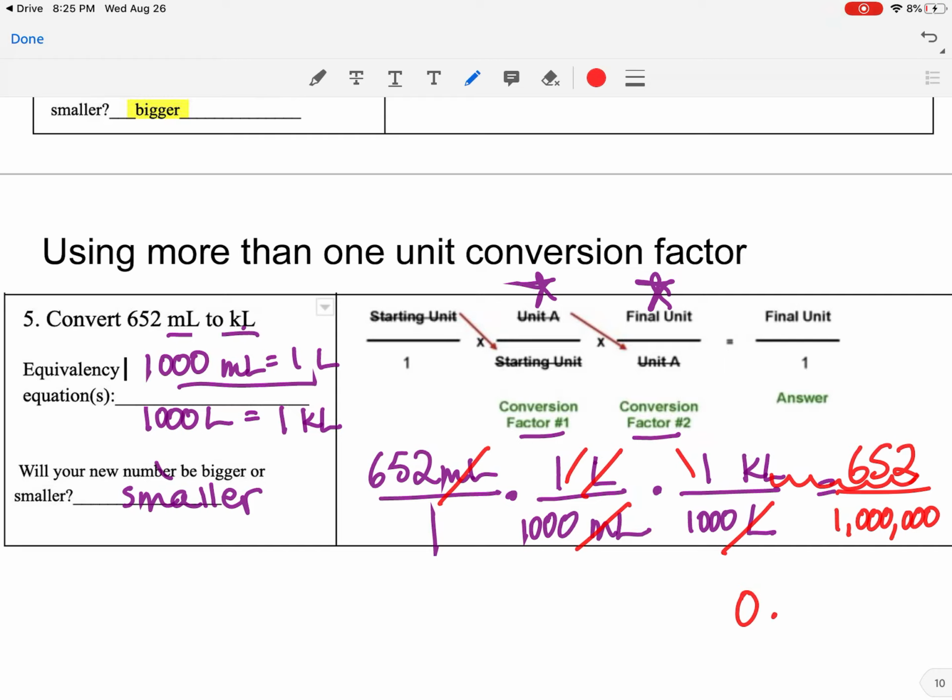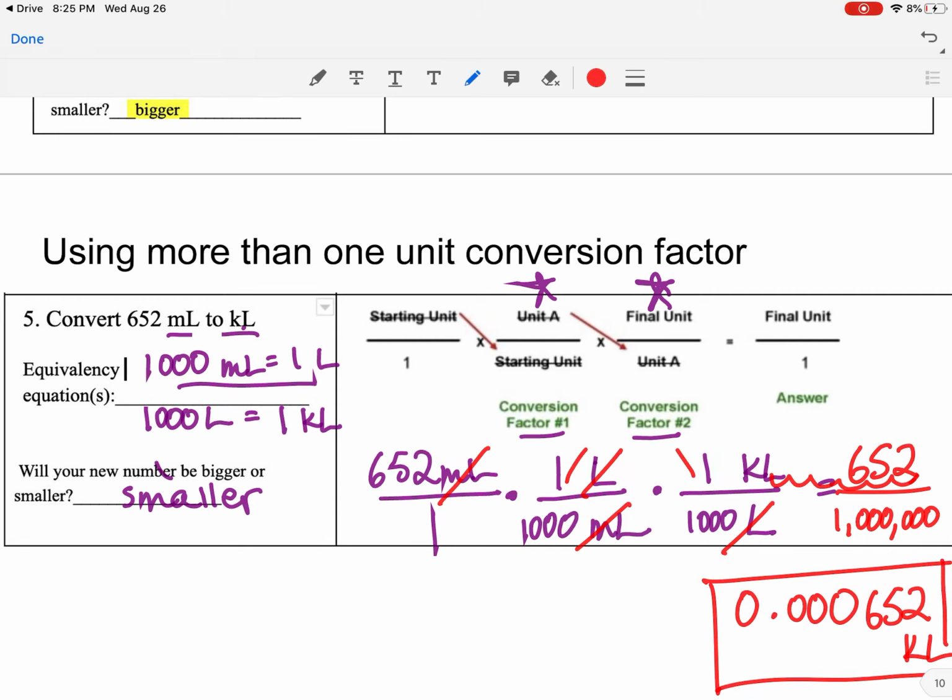Or we could do it on the calculator. It should be this many kiloliters, right? Yes, I believe so. That's my answer if I'm not wrong. If I am, I'm sure I'll hear all about it in Zoom class.